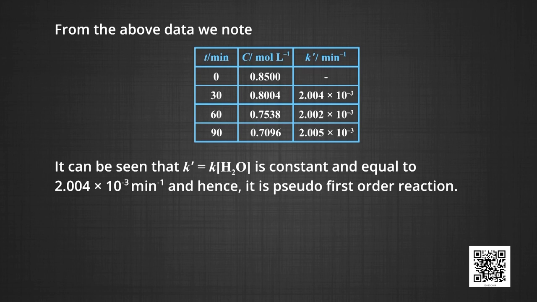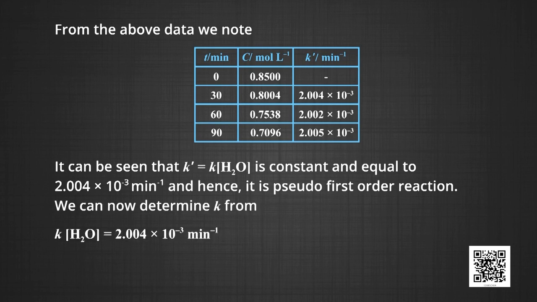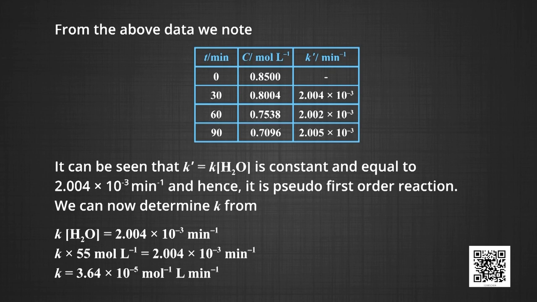It can be seen that k dash, equal to k times the molar concentration of water, which is constant, is equal to 2.004 into 10 raised to power minus 3 per minute. And hence, it is a pseudo first order reaction. We can now determine k from k into molar concentration of water equals to 2.004 into 10 raised to power minus 3 per minute. Now, putting the value, k into 55 moles per liter equals to 2.004 into 10 raised to power minus 3 per minute. After calculating, the value of k will be 3.64 into 10 raised to power minus 5 per mole liters per minute.